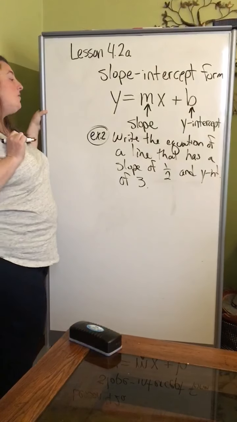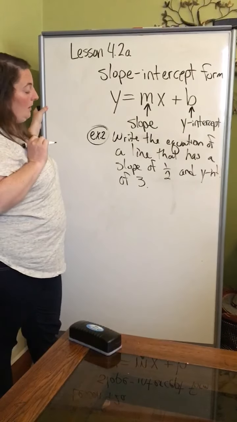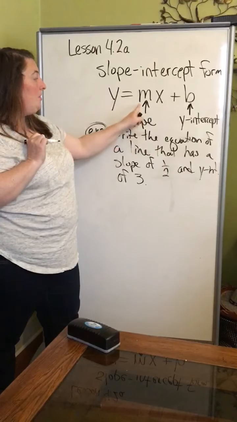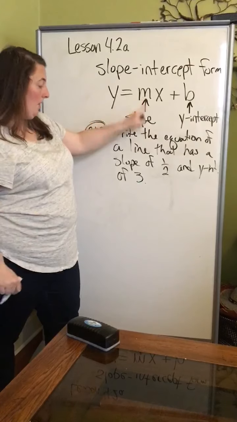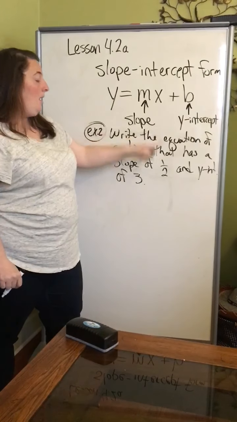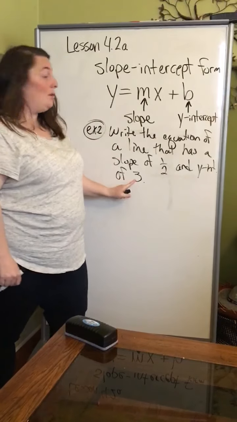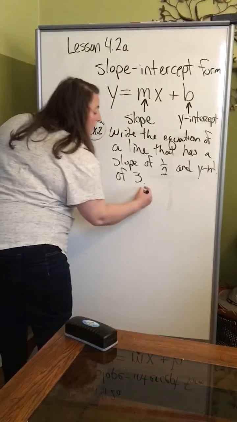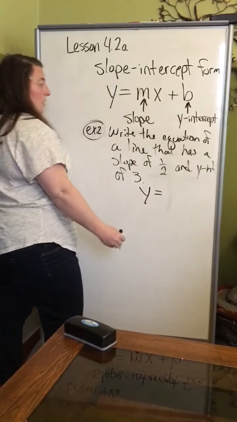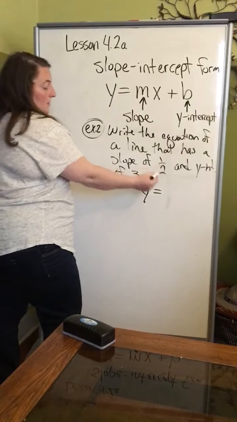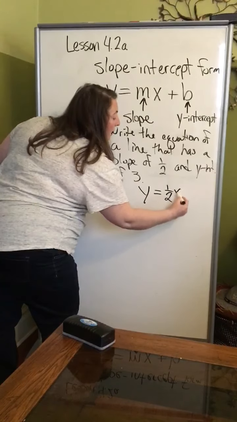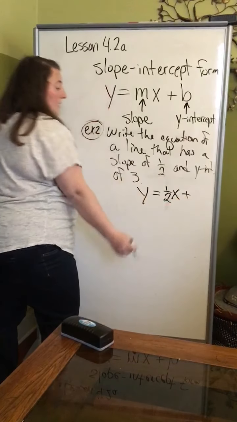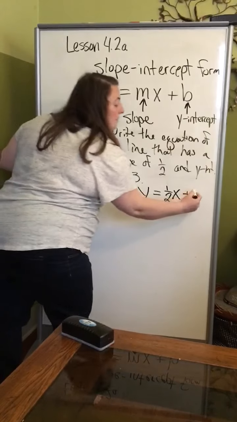Okay? So, you are going to start with this equation and just plug in what you know. If we know what the slope is, you put 1/2 right there. And if you know what the y-intercept is, you put that right there. And everything else stays the same. So, y equals, m is my slope, so 1/2, x stays as x, plus sign, and then your y-intercept is 3.